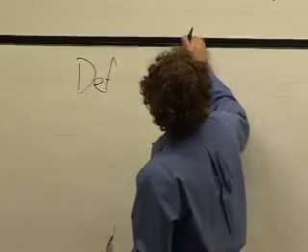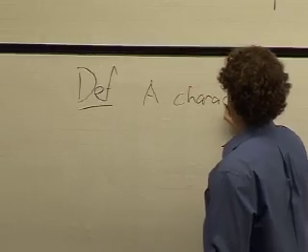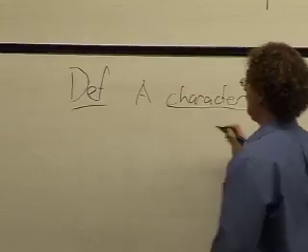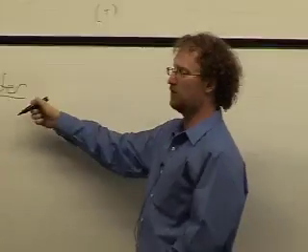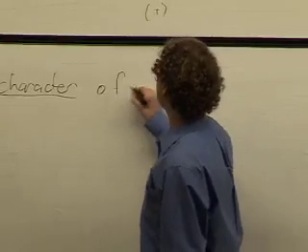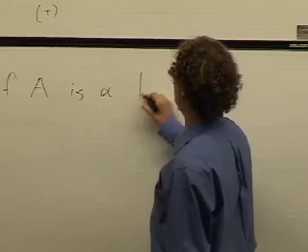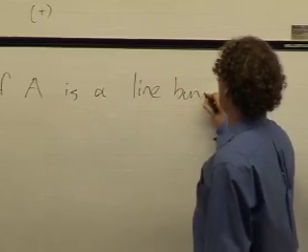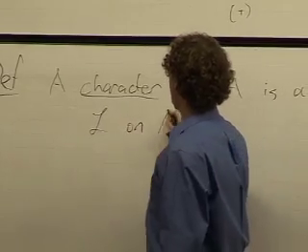I'm just going to call this a character. You can put various adjectives in front of or behind this, like geometric character or character sheaf. I'll just call it a character of A. I'm going to take as a definition that it's a line bundle, a line bundle L on A.